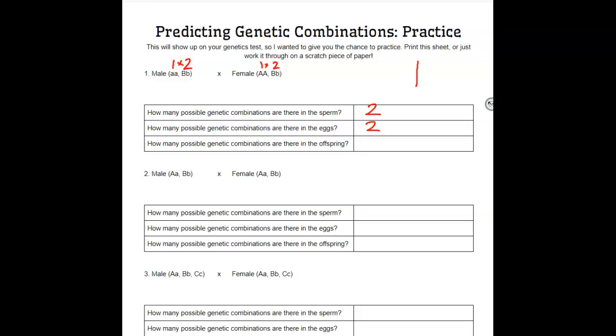So if we're looking at the A gene, or the A loci, solving out my Punnett square here, I'm going to put the male on top. Female goes down the side. And all of my options are going to be big A, little a.